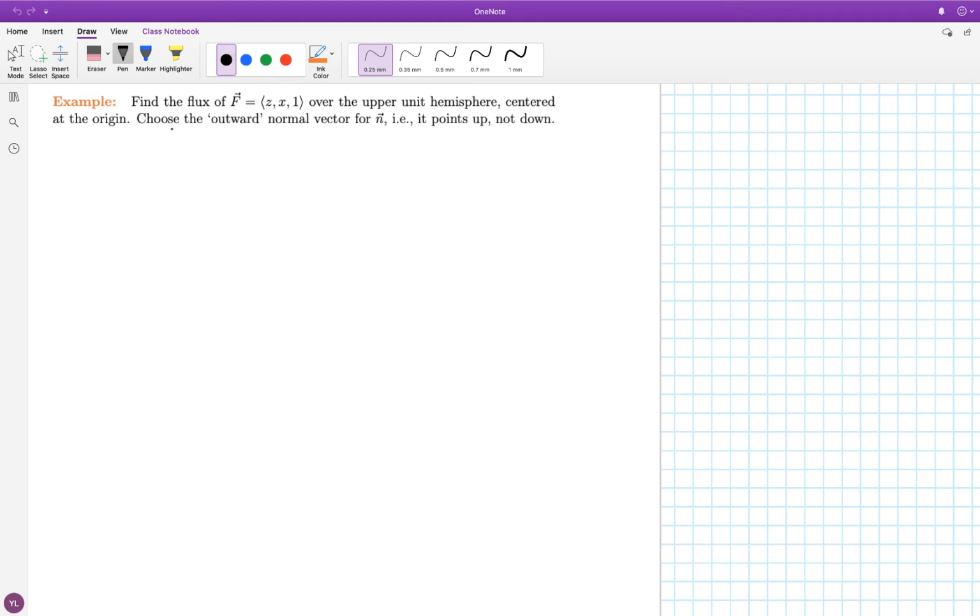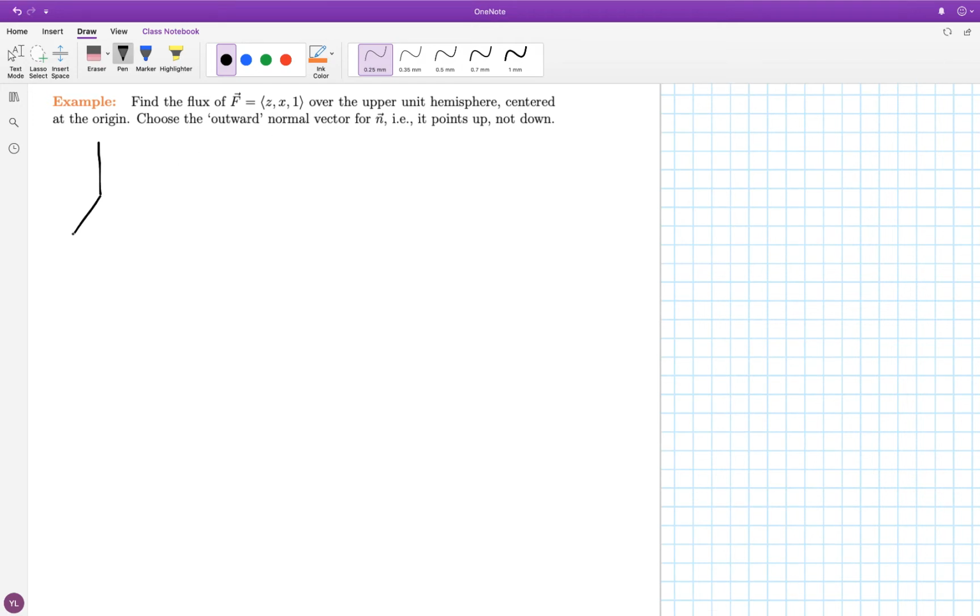Let's compute some flux integrals. In this case, we have a vector field ⟨z, x, 1⟩, and we want to find the flux of this vector field through the unit hemisphere, and the orientation should be pointing upward. To compute the flux through a surface, we want to parameterize the surface to the specified orientation and then set up the appropriate surface integral.